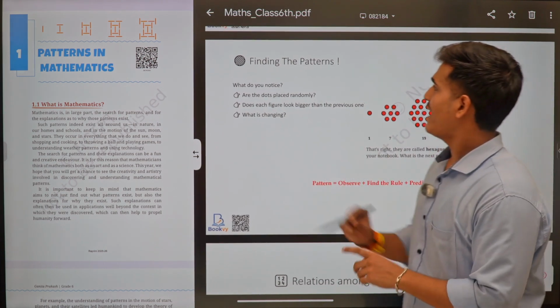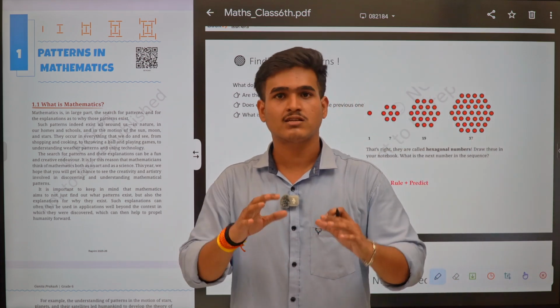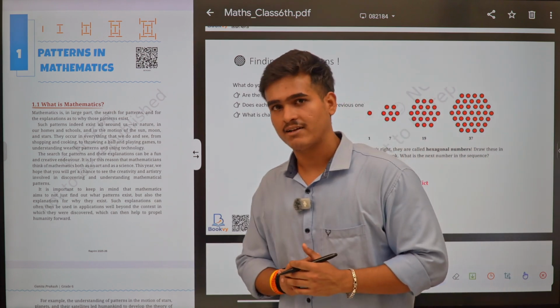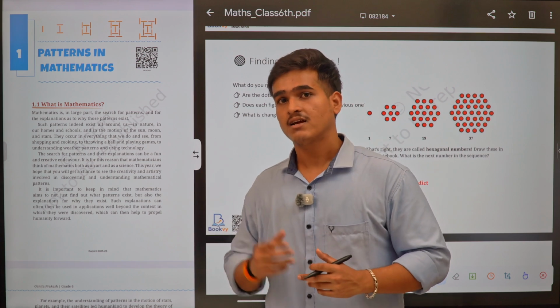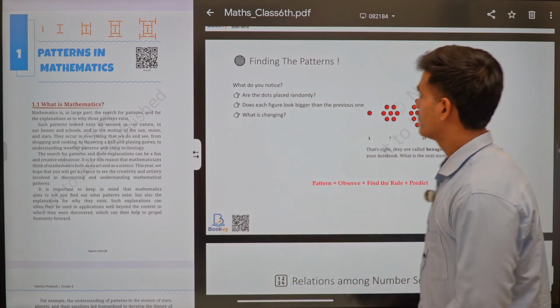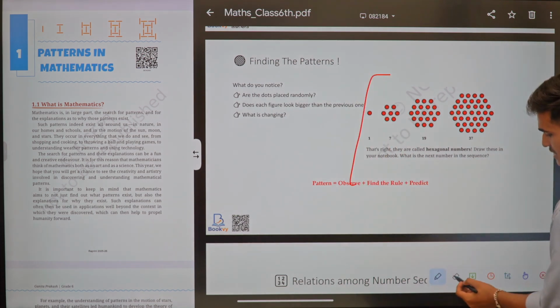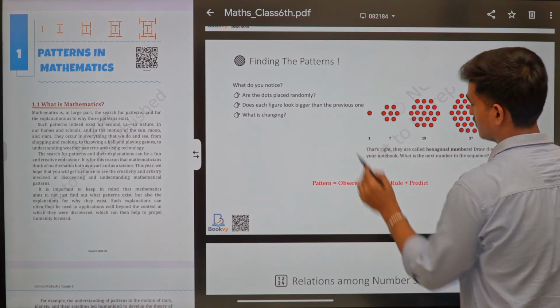Now the next thing, finding the patterns. Sir, we know what a pattern is and what the use of patterns in mathematics is. But how will we find the patterns? If something is given, how will we find that this is the exact pattern we want? So first of all, see this image. You don't have to see anything else. Just see this image and tell me what you see here.